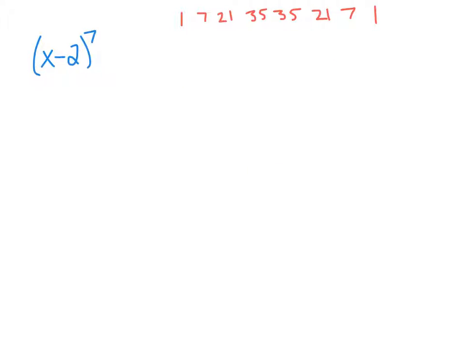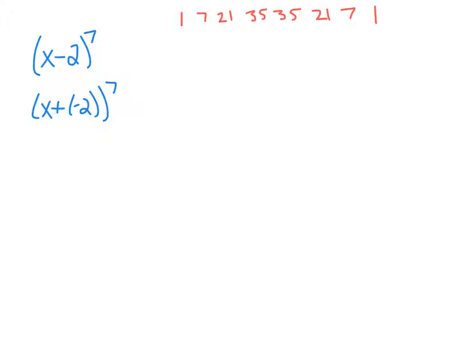So now there's a little curveball in here, and instead of an addition sign, we have the subtraction sign, but that's an easy fix. We're just going to think of this as actually x plus a negative 2 to the seventh. And I rewrote the line of Pascal's triangle that I'm using here, and we're just going to plug it in.